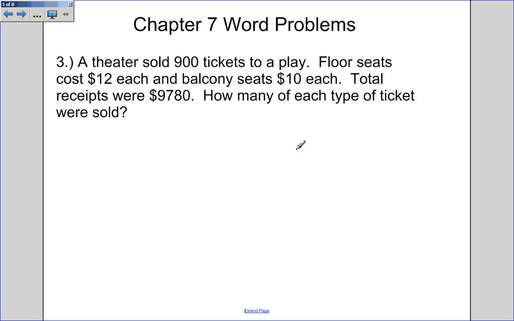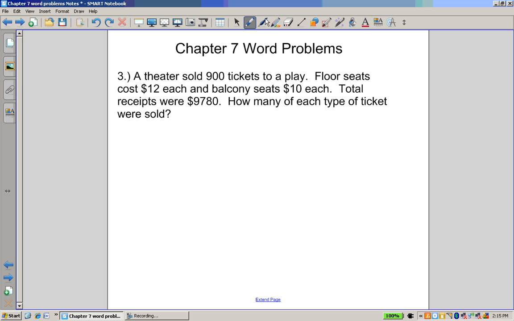Okay, let's look through. The most important part of any of these word problems is the question. How many of each type of ticket were sold? So that's what we're after. How many of each type of ticket? Well, it sounds like there's multiple types. What are those types? The theater sold 900 tickets to a play. That looks like the sum. Floor seats cost 12, balcony seats 10. Total receipts were 9,780. Okay, well, let me go ahead and jot down let, write, solve, check, sentence.